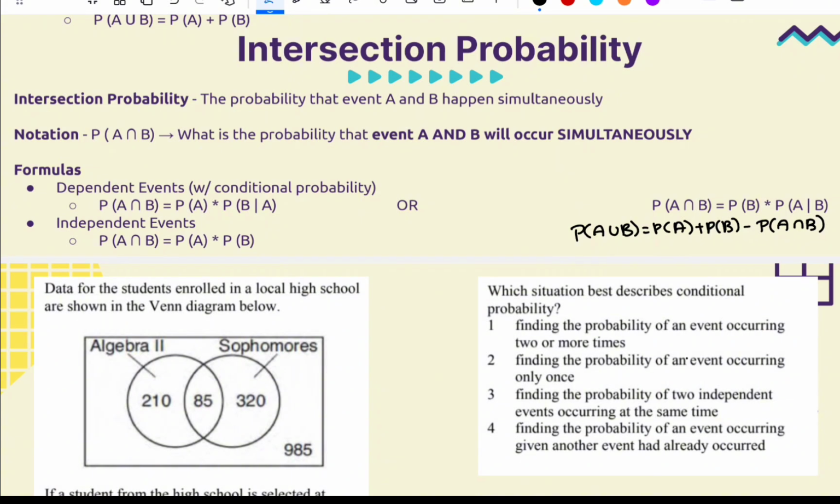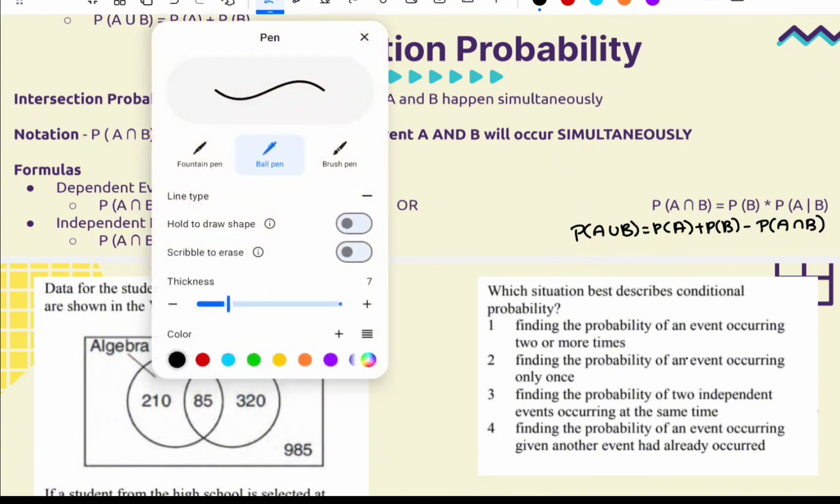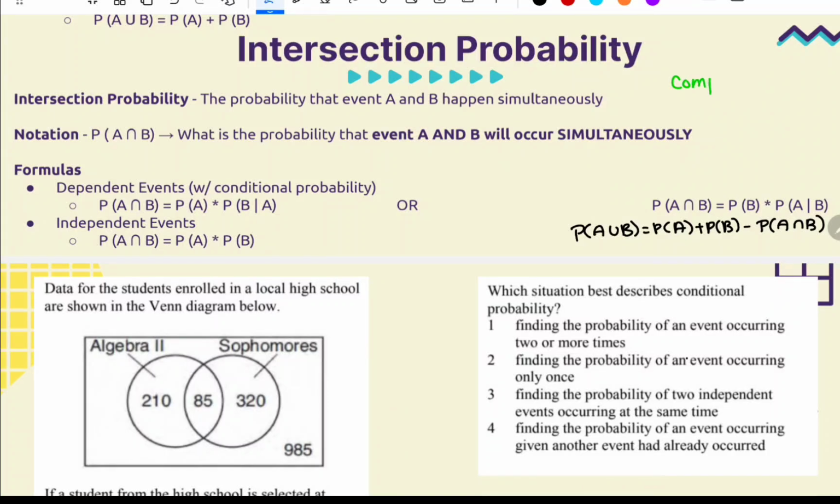I didn't put it on the slides, but when something says a complement, it's the probability of the event not happening. I'm going to write it right here, in a different color. So, complements. This is noted by A prime or A C. The complement is the probability that the event does not happen.